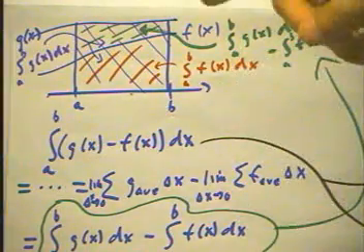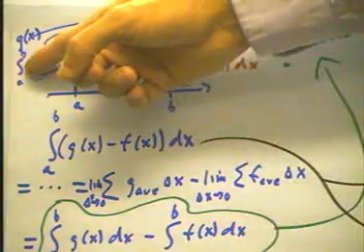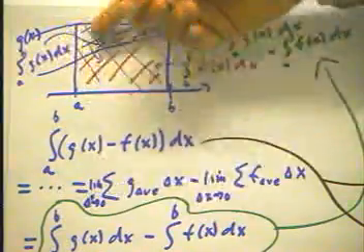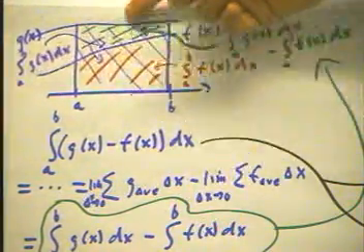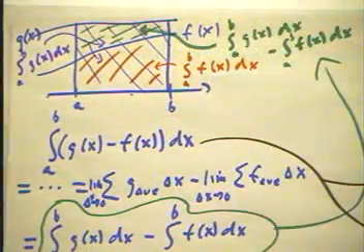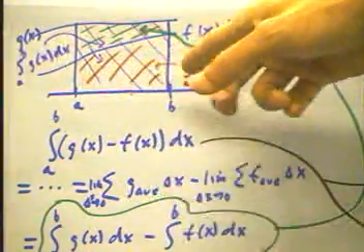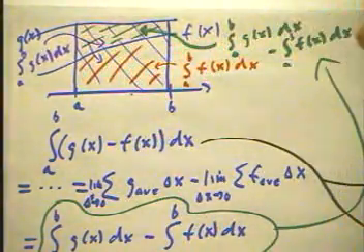The integral of g of x dx has been shaded in purple. It's written in purple and it's shaded in purple. Notice the shading goes all the way from the g of x function down to the x-axis and overlaps the red shading of the f of x integral.